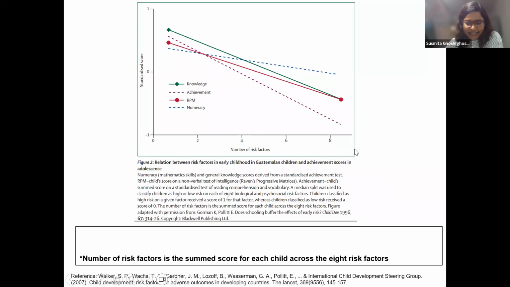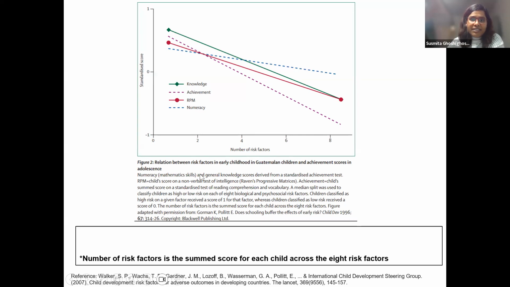So in total, there are like 8 risk factors that can lead to poor developmental outcomes. This figure is showing the relationship between risk factors in early childhood development in Guatemalan children and the achievement scores in adolescence. The horizontal axis is showing the number of risk factors that I talked about in my previous slides, and the vertical axis is showing the standardized score for numeracy.